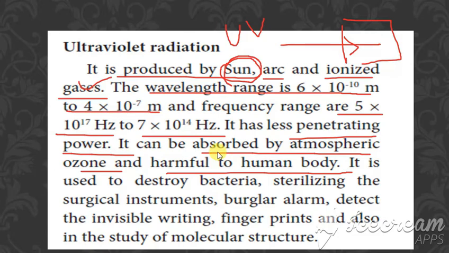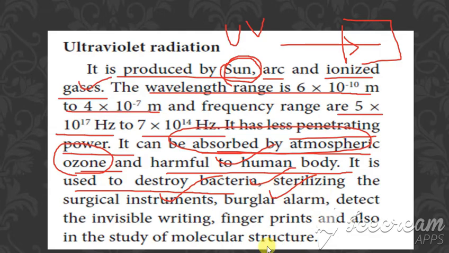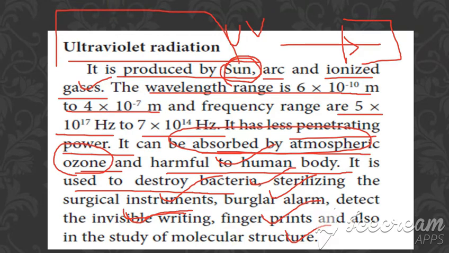So it is mainly absorbed by what? Atmospheric ozone itself. Okay, and it is harmful to the human body. It is also used to destroy what? Bacteria. It is used for sterilizing surgical instruments. It is used in burglar alarms, to detect invisible writing, fingerprints, and also for molecular structure. So fingerprints and invisible writing, these are mainly detected because of this ultraviolet radiation, that is UV rays.